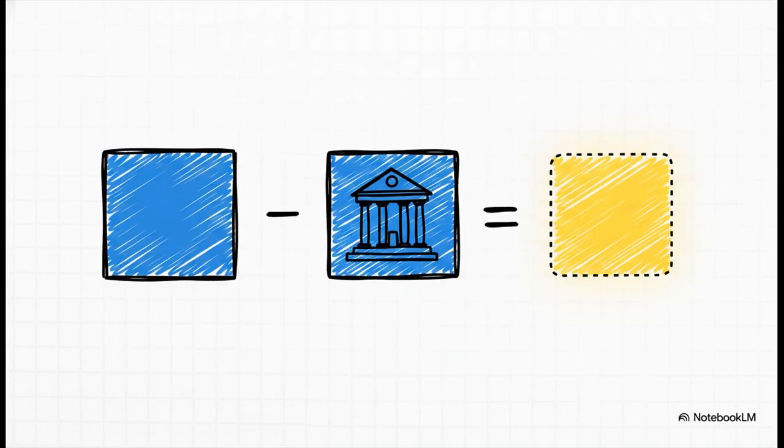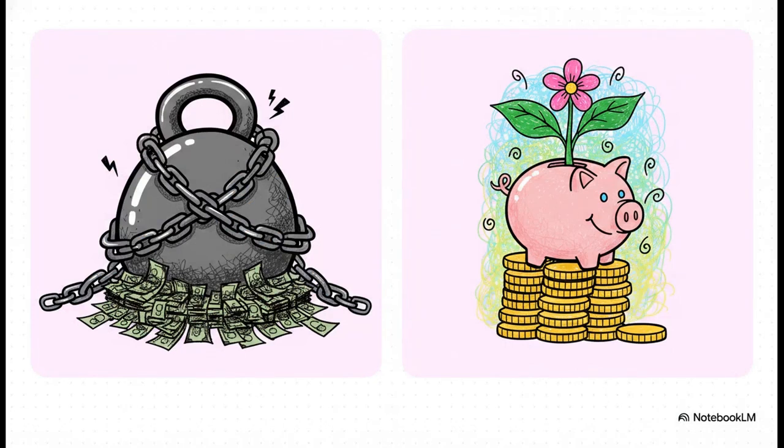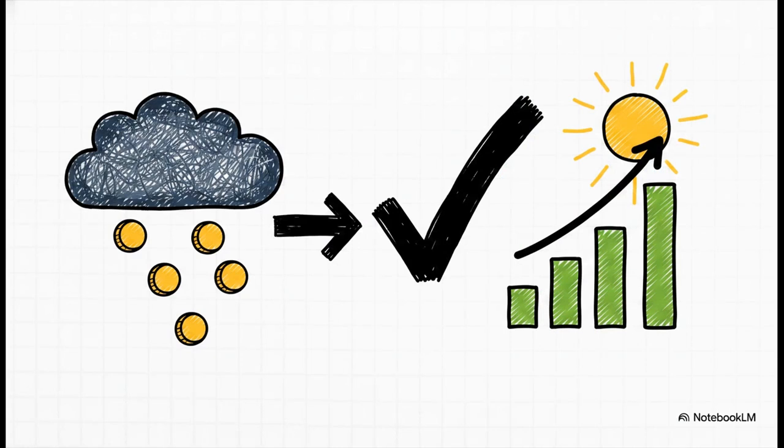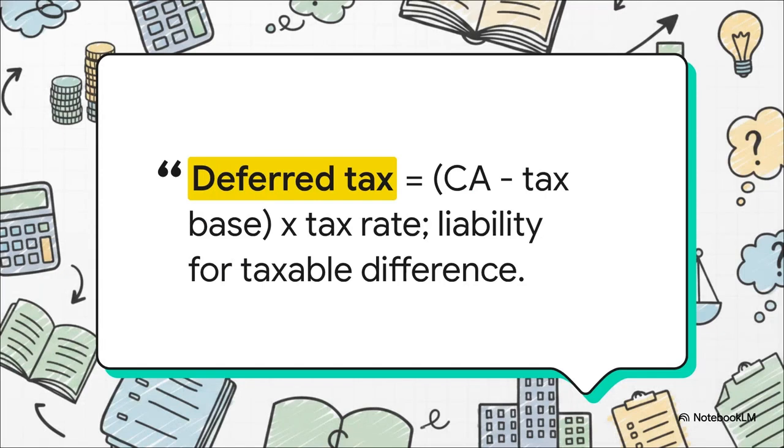Okay, moving to IAS 12. The core formula? Temporary difference equals carrying amount minus tax base. Taxable differences create deferred tax liabilities, while deductible differences create deferred tax assets. Simple as that. But watch out for this trap. Unused tax losses only create an asset if future profits are probable. Then, just multiply that difference by the tax rate.